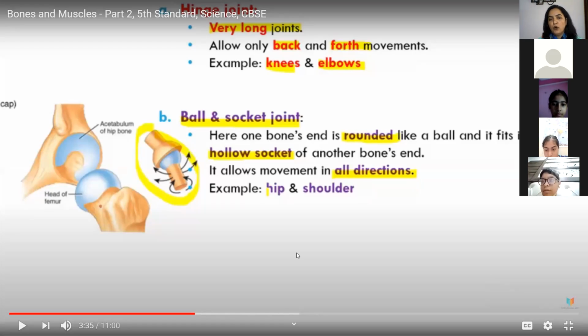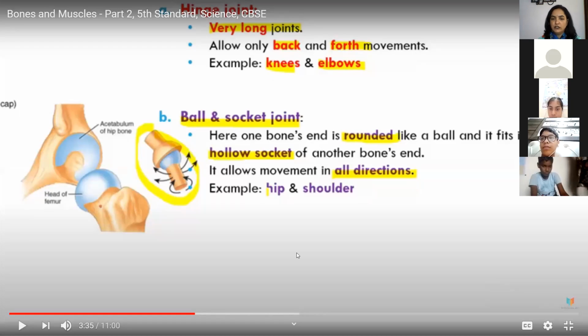Here one bone is rounded like a ball and it fits into the hollow socket of another bone, and that allows movement in all directions. That is the hip and the shoulder joint. Okay, so that is the ball and socket joint.